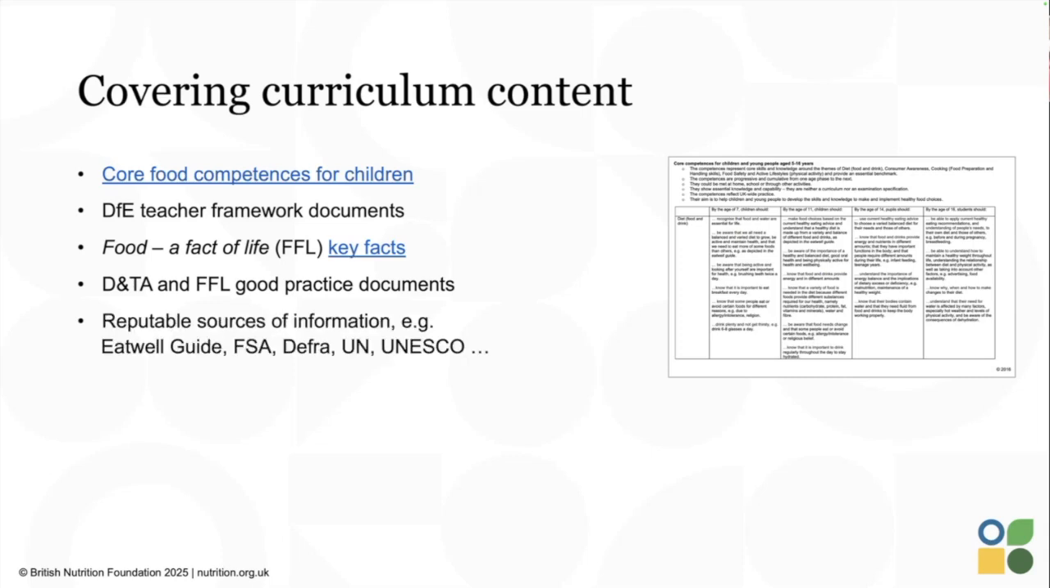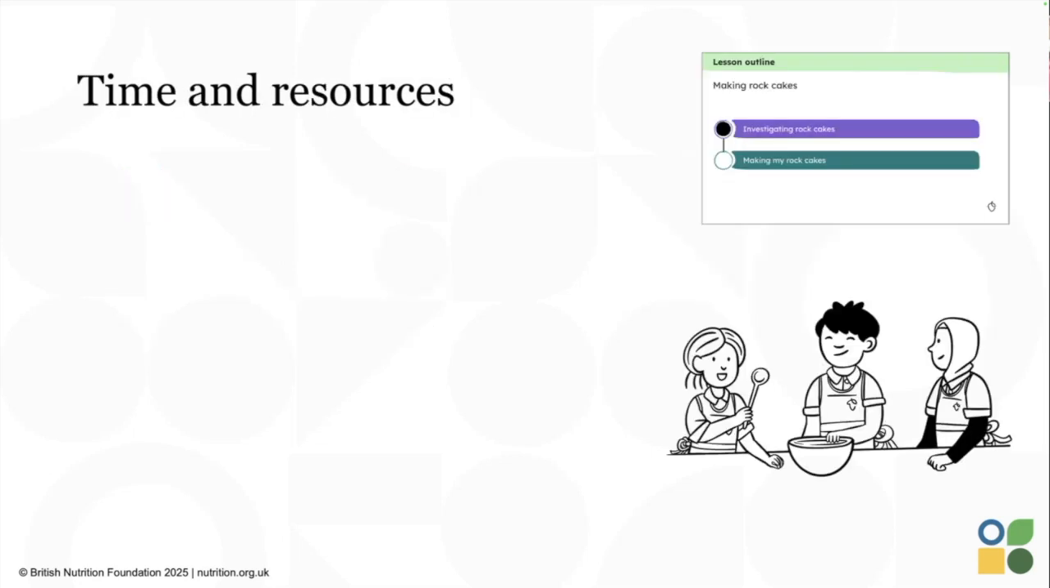Also, we've been keen and very mindful to use the reputable sources of information as well. So we had lots of discussion around the Eat Well guide, for example. And with that, we've actually made a slightly simplified one in Key Stage 1 and beginning of Key Stage 2, but still on the basis of the good understanding of what the Eat Well guide is. But we've also used information from the Food Standards Agency, DEFRA, United Nations and UNESCO, just for an example. So there's lots of information.